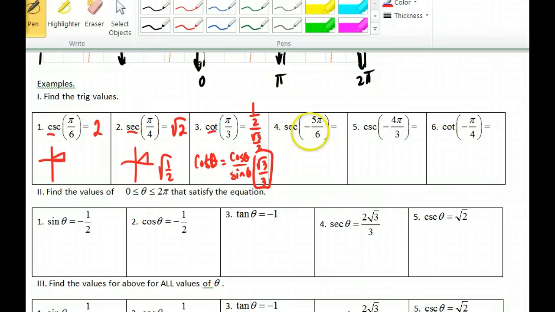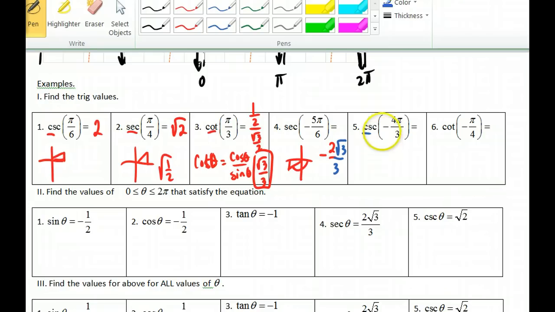Okay? Secant. Remember that this goes along with the cosine. So the cosine over here at 5 pi over 6, what is the cosine? It's negative square root of 3 over 2. So when I flip this over, I get 2 over the square root of 3. But I'm going to rationalize that by multiplying top and bottom by the square root of 3. And the reciprocal of square root of 3 over 2 turns out to be 2 square root of 3 over 3. Rationalizing isn't my favorite thing, but you've got to do it to recognize these other ones.